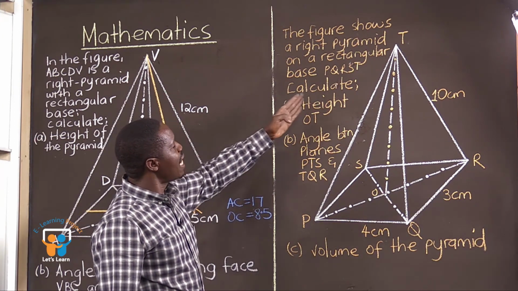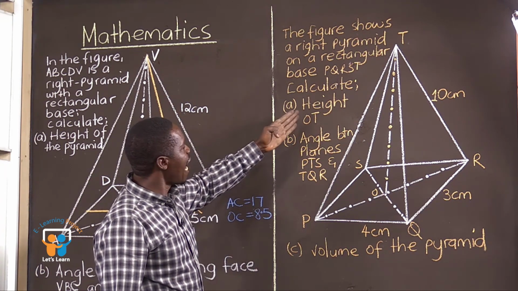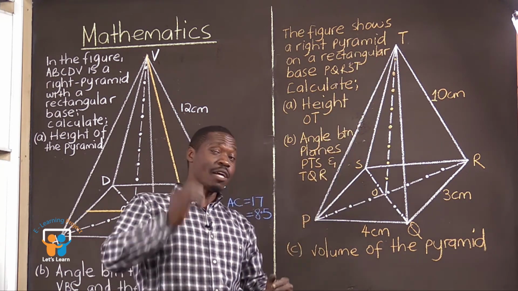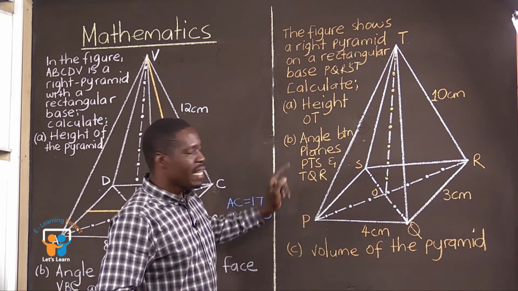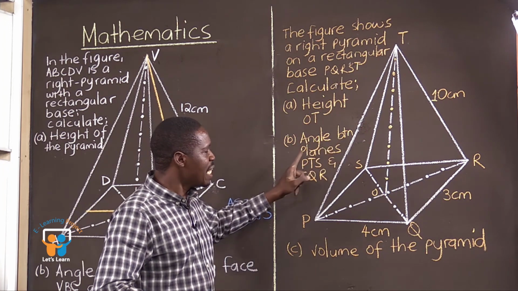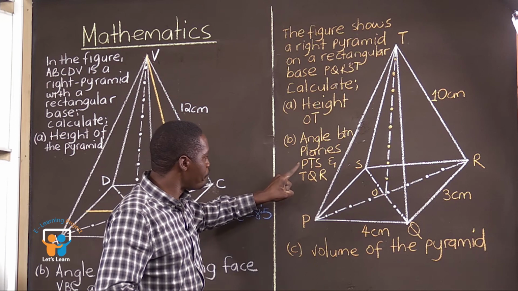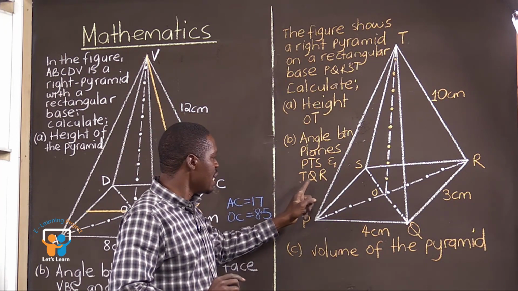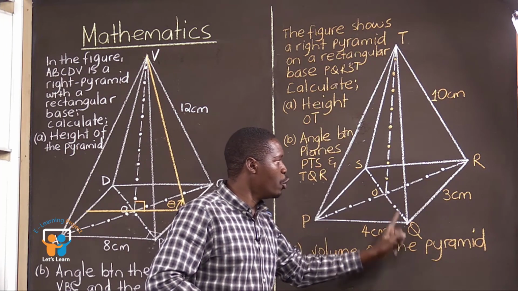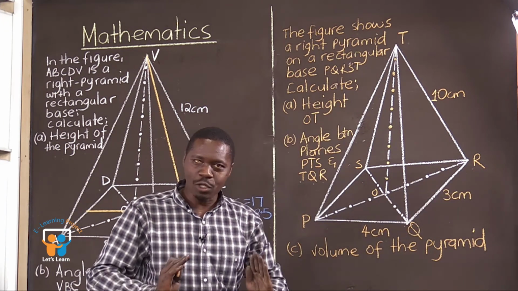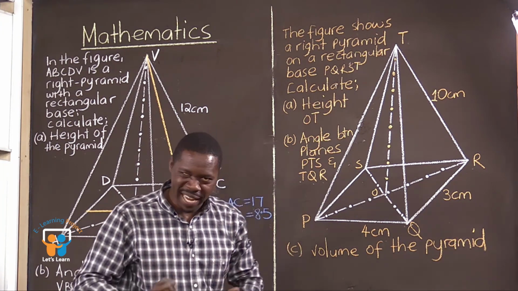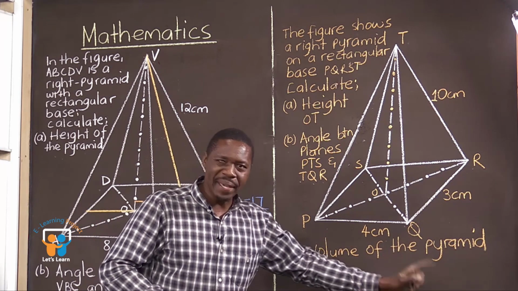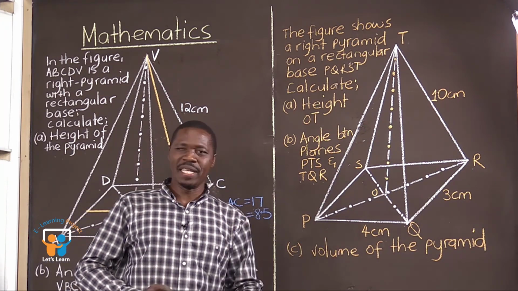Now, they want us to go ahead and calculate part A, the height of the pyramid, from T down. They want us to find that height, just like we did it previously. Part B, they want us to find the angle between the planes. There are two planes, that is the plane PTS, and plane TQR. That is the second plane. They want us to calculate the angle between those two planes. Then, part C, they want us to find the volume of the pyramid.